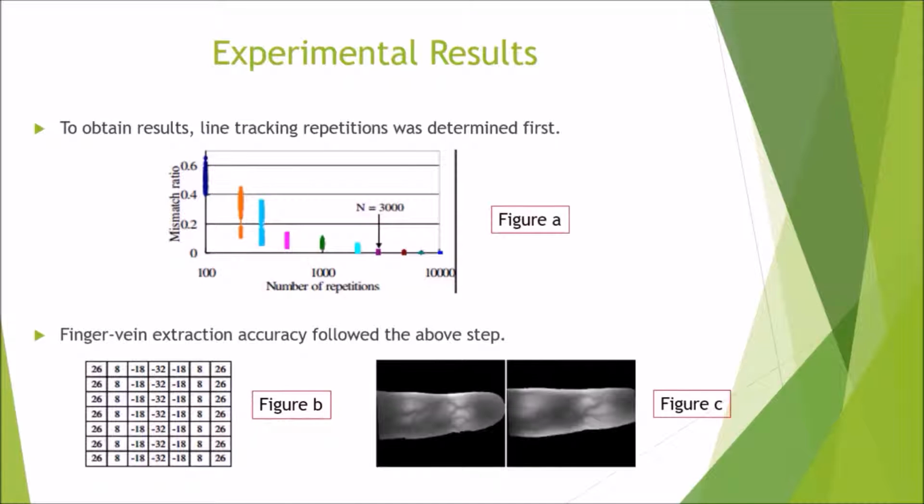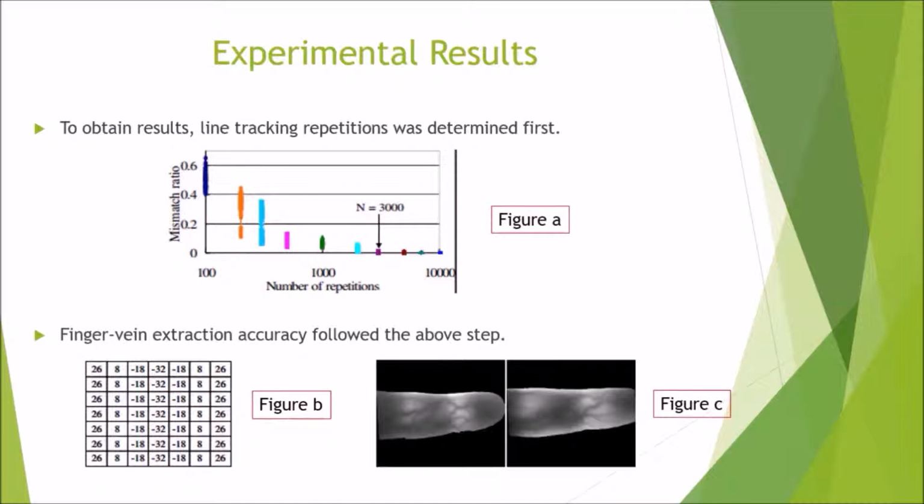Next, all finger vein patterns were compared with each other in all combinations and the differences were plotted on a graph. Finally, the procedure was repeatedly executed with an increased n, where n lies between 100 and 10,000. Figure A in the slide shows the relationship between the total number of line tracking operations, which is equal to n, and the differences among the finger vein patterns extracted from the same image. The mismatch ratio was small for larger n, greater than 3000, and it was about 0.5% only. This means that the patterns were approximately the same for all images.